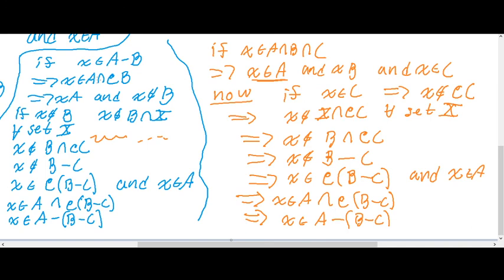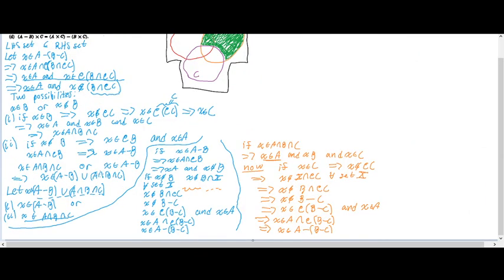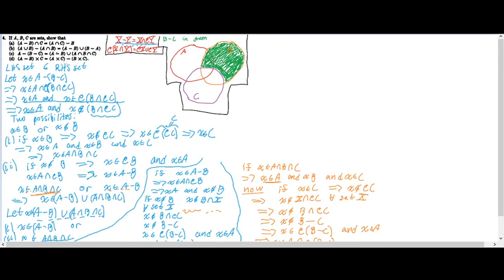We've shown in both cases, whether x is in A minus B, or whether x is in A intersect B intersect C, let me zoom out here so we can see everything. We've shown that if x is in A minus B, then x must be in A minus B minus C. And we've shown that if x is in A intersect B intersect C, then x must also be in A minus B minus C. So in both cases, no matter what, if x is in this right-hand side set over here, then x must also be in this left-hand side set over here. And we've also already shown the other direction, where if x is in the left-hand side set, it must also be in the right-hand side set.